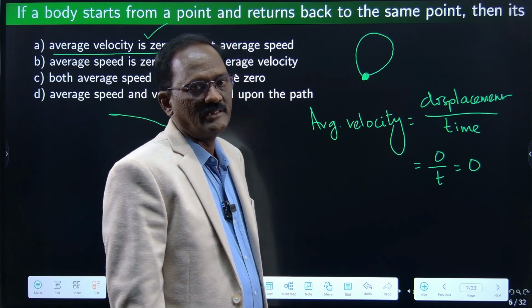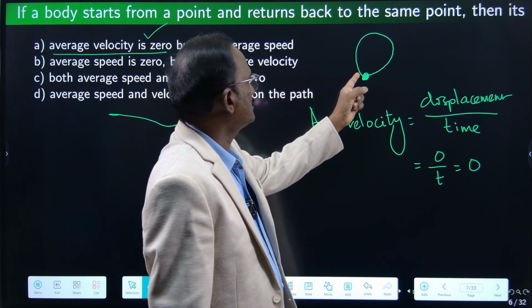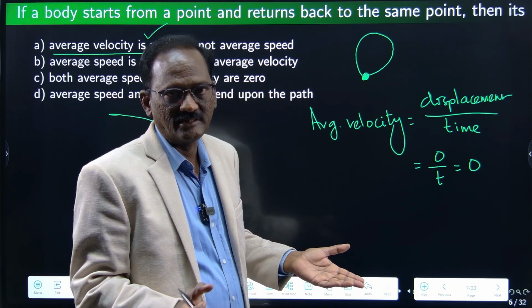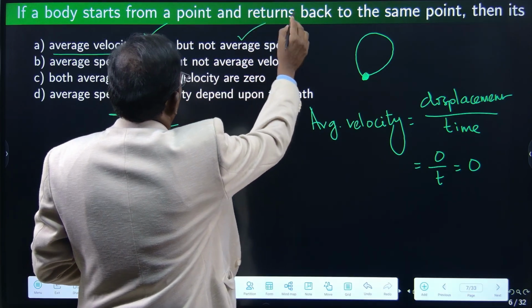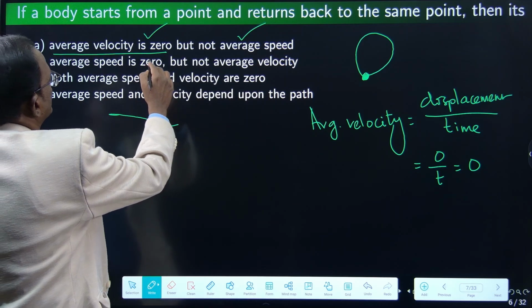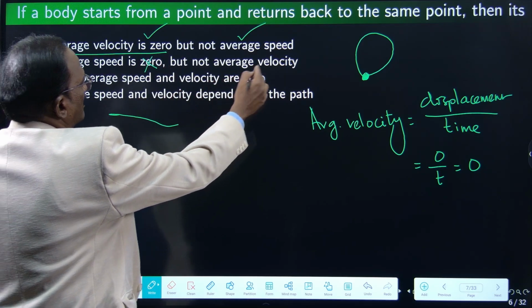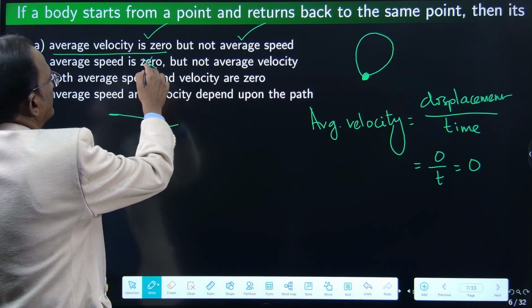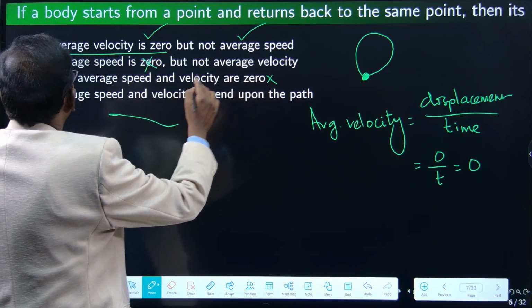Average speed cannot be 0 because it has traveled some distance. It has covered some distance. So this is also true. Average speed is 0, this is wrong. But not average velocity. Both average speed and velocity are 0, if it is 0, this is also wrong.